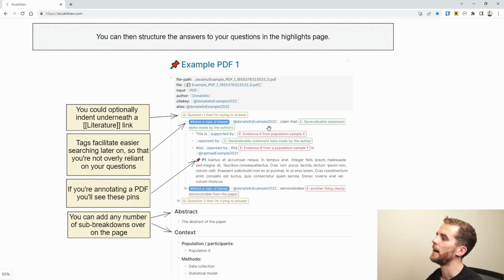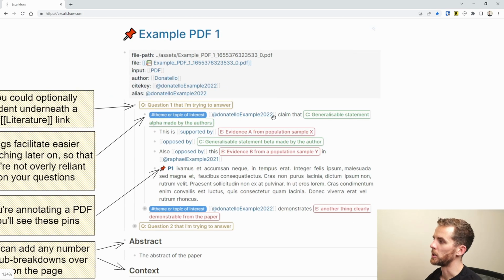And here I say, cool, Donatello makes a claim that there's this, and then I say C, generalizable statement alpha made by the authors. And this is supported by evidence A from population sample X. So it's very, very specific. But then I'm saying this is opposed by generalizable statement beta made by the author. And that's in a separate paper that I've been working on separately. So this enables me to add really nice structure inline. Now there's other ways of doing this.